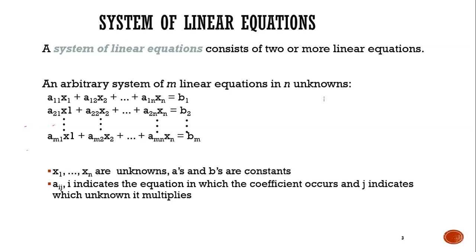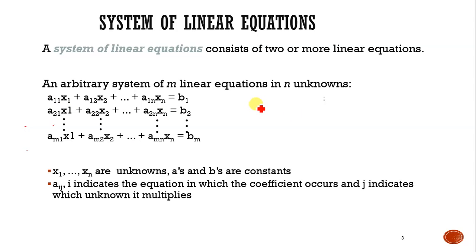Now what is a system of linear equations? A system of linear equations consists of two or more linear equations. So here we can see an arbitrary system of m linear equations in n unknowns. Here we have m equations and n unknowns, x1, x2, x3 and so on up to xn are the n unknowns.